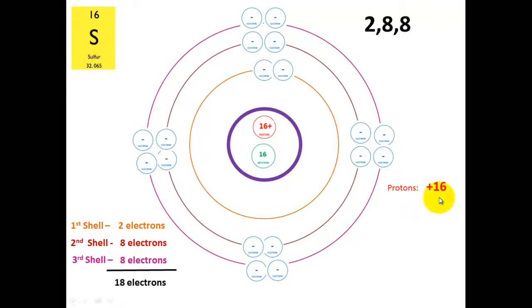So if we have a look now, we've got 16 protons, because that doesn't change. We've now got 18 electrons, so we've got an overall charge there of plus 16 minus 18 equals minus 2. The sulfur atom is no longer a sulfur atom, it becomes a sulfur ion with a charge of -2 or 2 negative, which is what we worked out here.